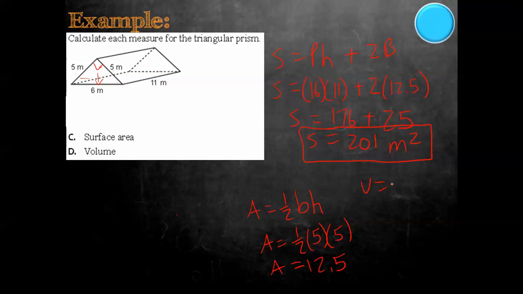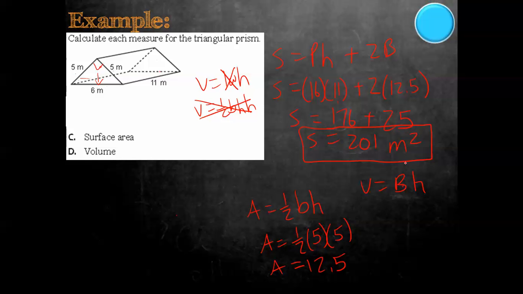Now volume is big B times H, right? The area of the base times height. And this is what I was talking about earlier, right? We can't use L times W times H because the big B is not length times width. The big B is now 1/2 BH times H. So that's why we have to use this formula.